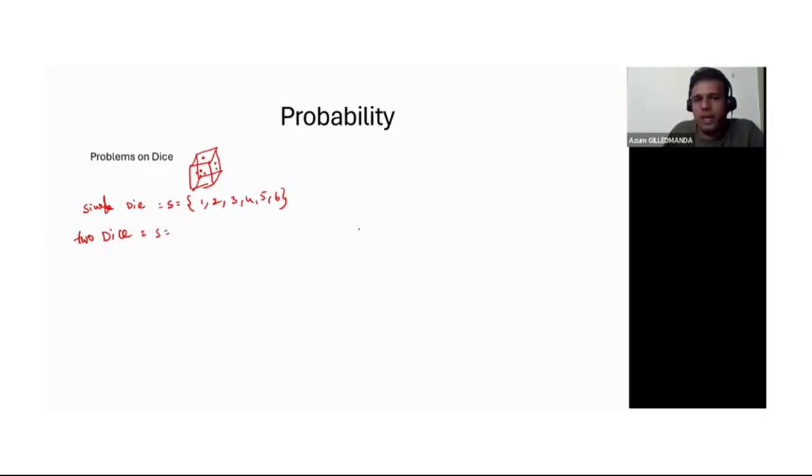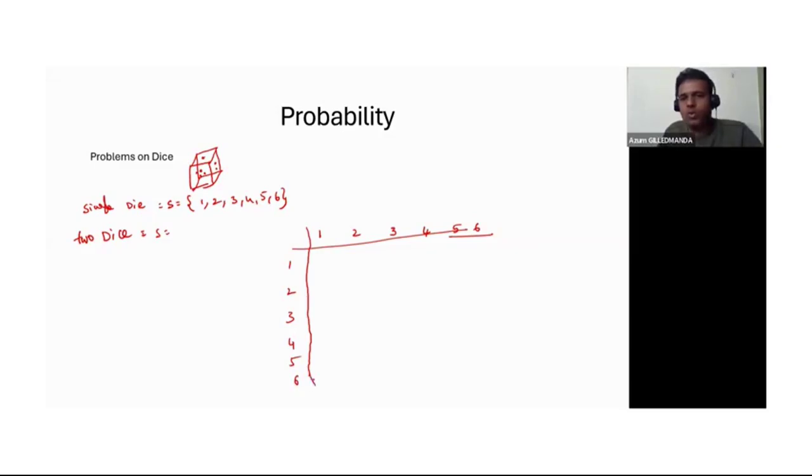I'll give you a hint. Listen to this carefully. This will be very helpful for you, remembering this trick on how to solve the problems with dice. Then 1, 2, 3, 4, 5, 6. I am considering 2 dice. This is 1 die and this is 1 die. If I throw, there is a possibility I can get 1 comma 1. There is a possibility I can get 1 comma 2.